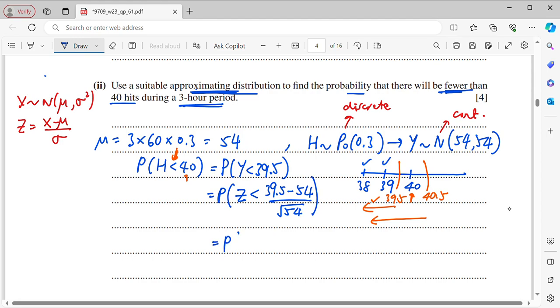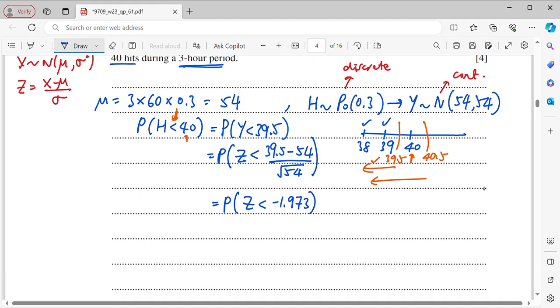Then from here I will be getting Z less than negative 1.973. Once you obtain this Z value, sketch a graph. The middle value is 0. Now the negative 1.973 is on the left-hand side and the region is less than, which means the region is towards the left side. This region is not available in the table, therefore you reflect it to the right side. It will be the same as the region of Z greater than 1.973.